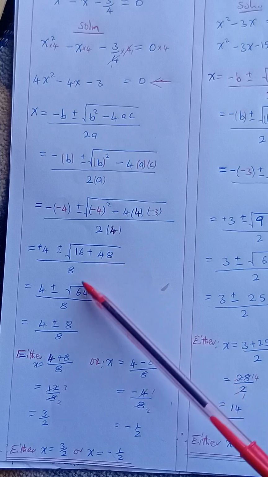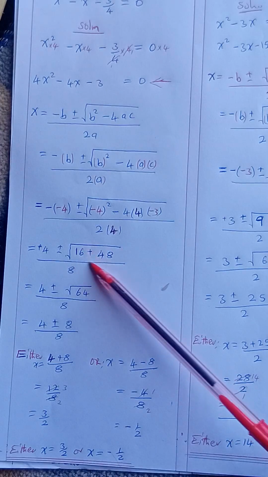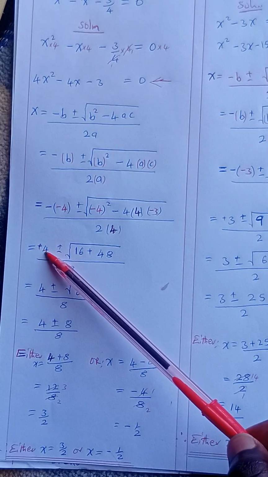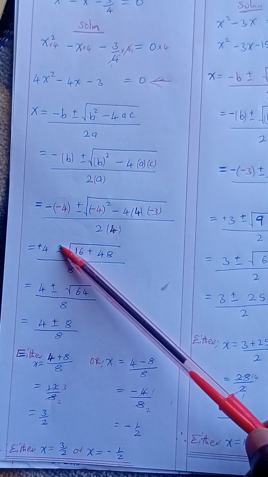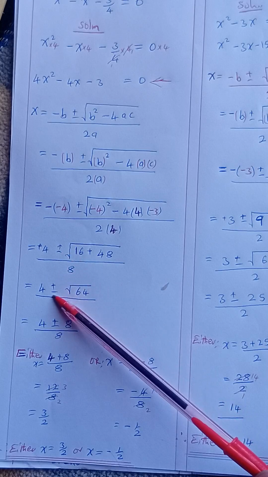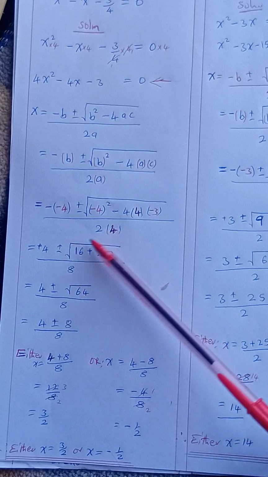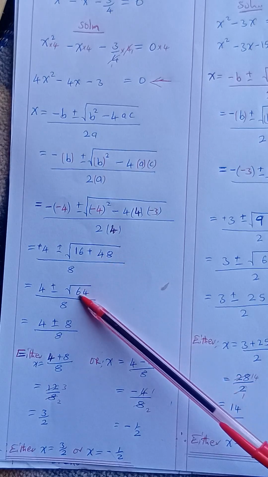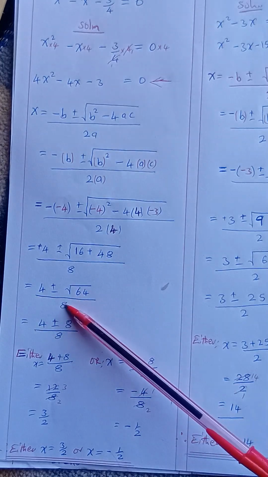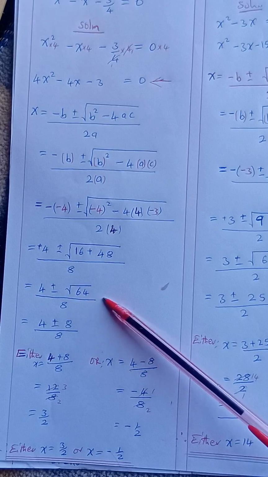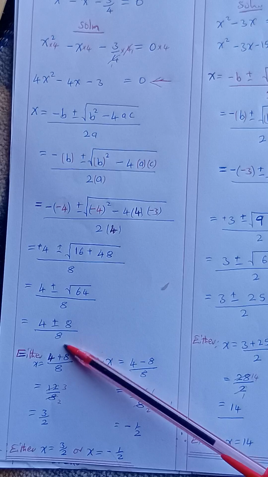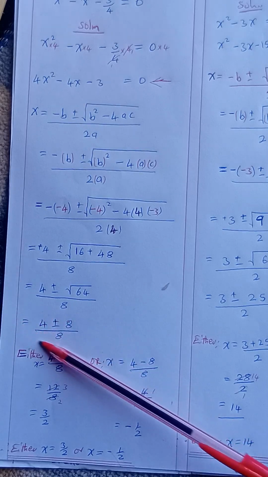So in the next step, we can add what is inside here while maintaining the rest. So our positive 4 is the same as 4. Then we have plus or minus, we copy it here. Then in the root sign, we had 16 plus 48, we get 64. Then we maintain the denominator, which is 8. Now the next one, we have 4 plus or minus 8 out of 8. So this is our x.